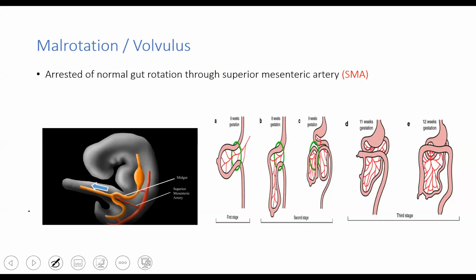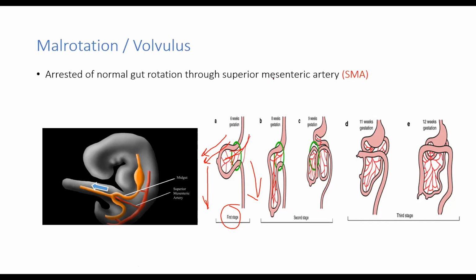So let's talk about the stages of the normal rotation. So you can see here around the first stage, around 6 weeks of age, initially what happens, the midgut goes ventral toward the umbilical cord. So it goes this way, and then goes that way, down. And you can see the superior mesenteric artery rotates with it, goes all the way, stretches down, and then the rotation occurs. So you have initially a 90-degree rotation and then 180.